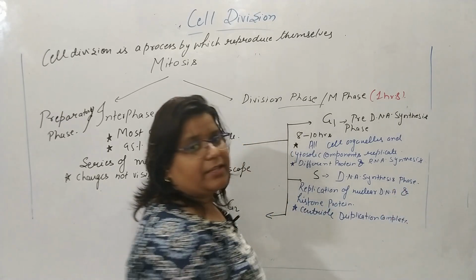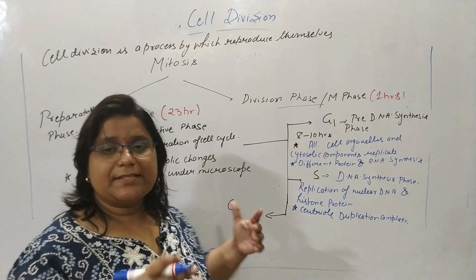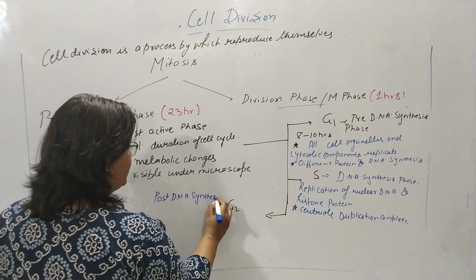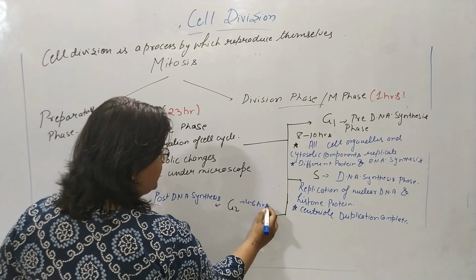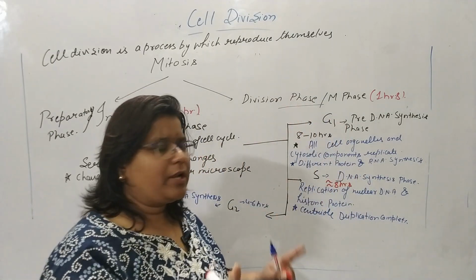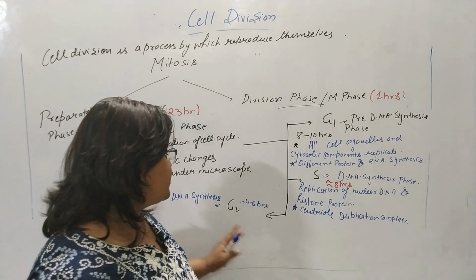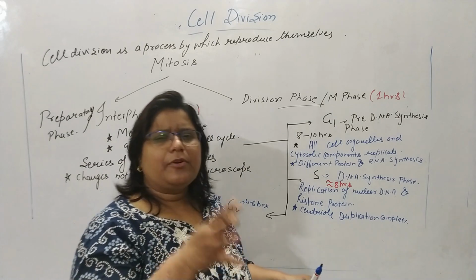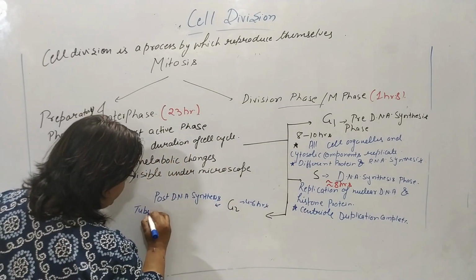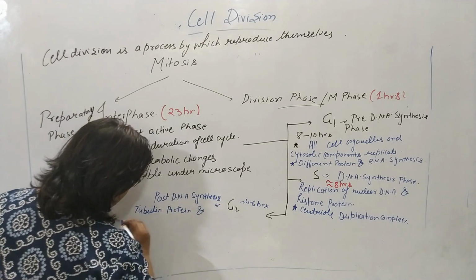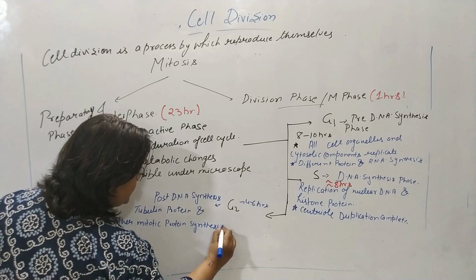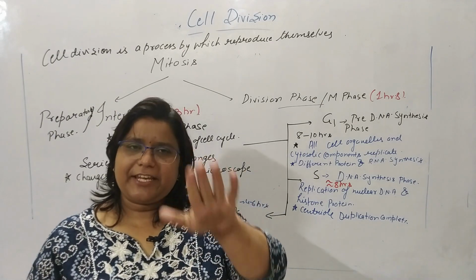Now the G2 phase, the third one. It is the post-DNA synthesis phase. Here it will take only 4 to 6 hours, while the S phase takes approximately 8 hours, around 1 to 2 hours less as compared to the G1 phase. Only some tubulin proteins and some other mitotic proteins will form in this phase. So tubulin protein and other mitotic protein synthesis is completed in this process.